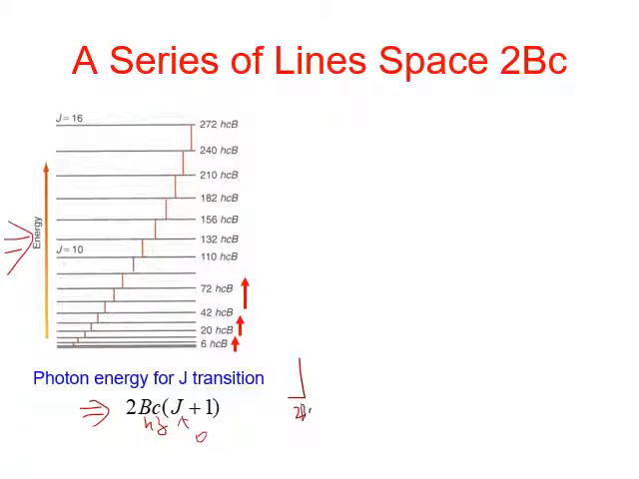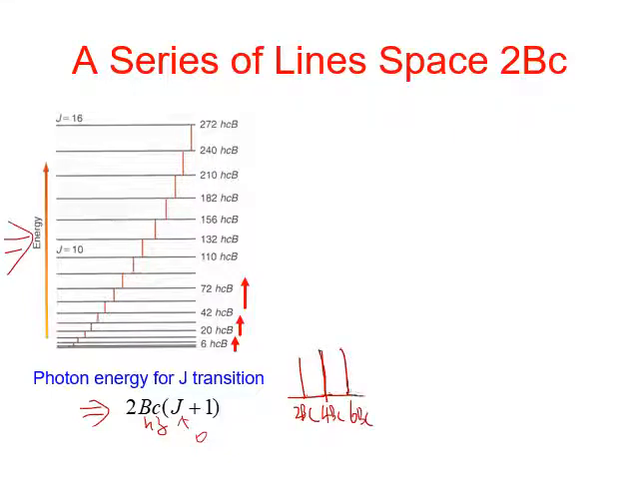At 2BC frequency, a line is absorbed. And then the next one is when J equals 1. 1 plus 1 is 2, 2 times 2, 4BC. So at 4BC you see another absorption line. All right. The next one is J equals 2. So 2 plus 1 is 3, 3 times 2 is 6. So at 6BC, you see another absorption.